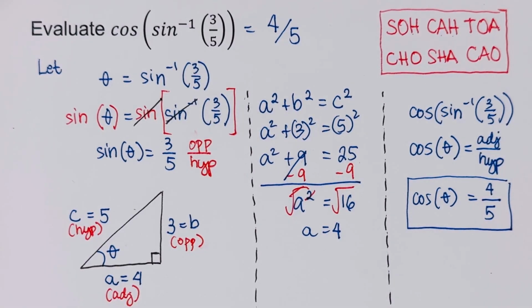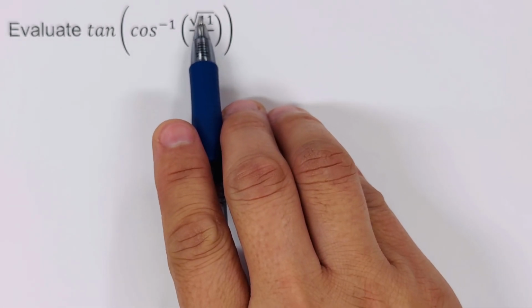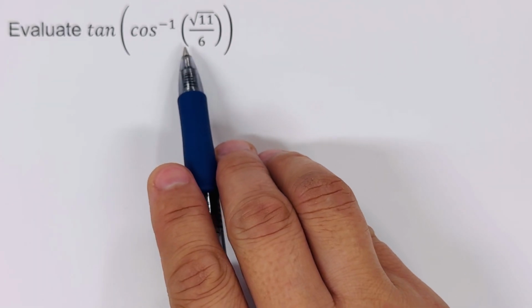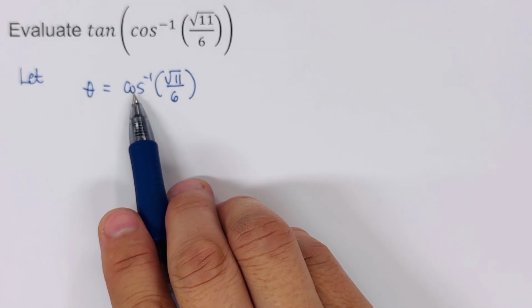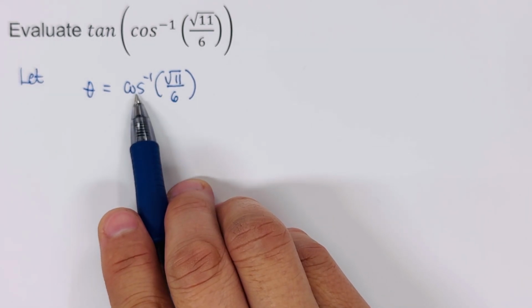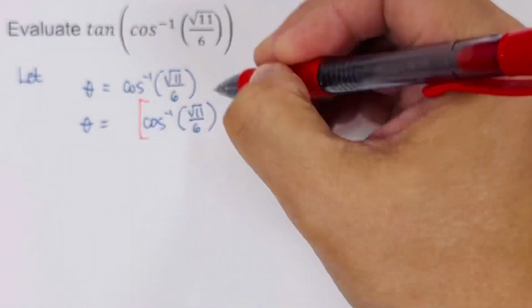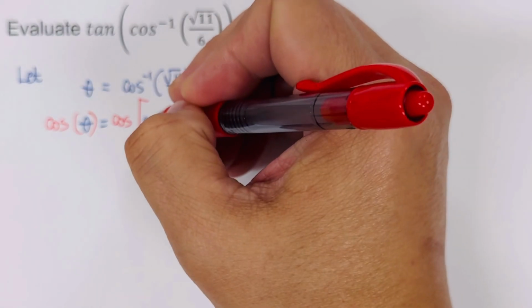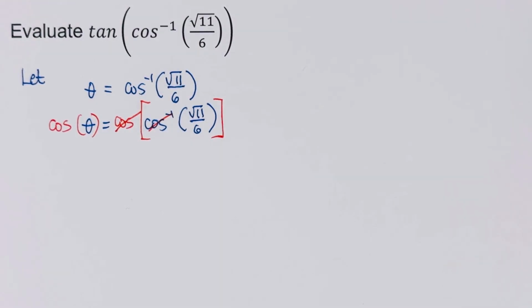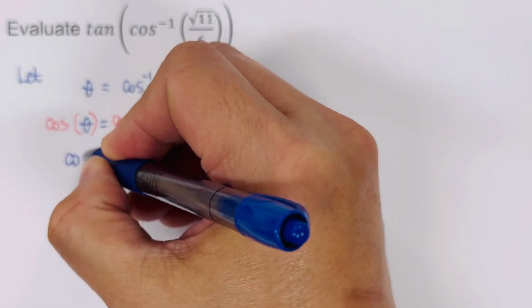Now let's have another example. So using this expression that we have right here, we remember that we're going to let this whole expression inside the parentheses equal to theta. So that we can cancel this inverse cosine that we have right here, we're going to multiply both sides by cosine. So if we get cosine and arc cosine, we are going to cross this out. So we are left with cosine theta is equal to square root of 11 over 6.